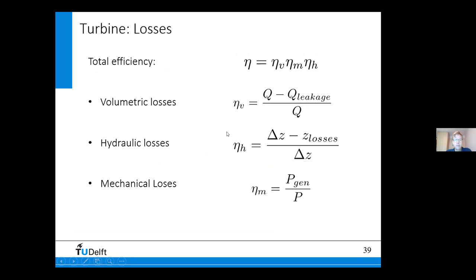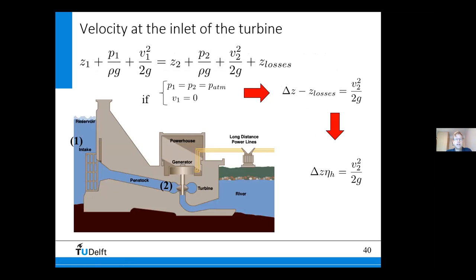The turbine has the same losses, volumetric loss, hydraulic loss, mechanical loss, as we just saw. So we can discuss it the same way. And actually, the other thing you have to take care of, next to the height difference, is really the losses. We saw that these scale with the square of the velocity, with the square of the volume flow.